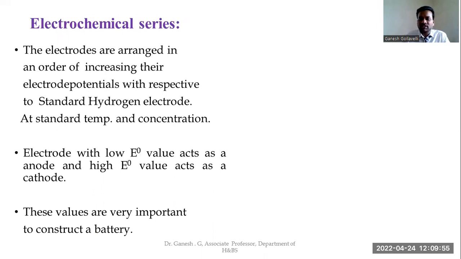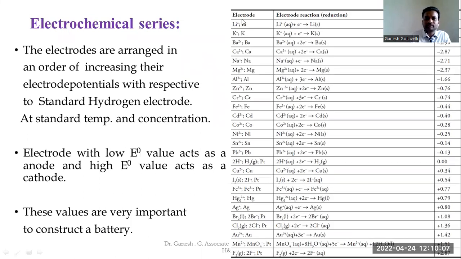So you can construct a cell not just with zinc or copper electrodes. You can choose any electrode based on their electrode potential values. We can arrange many metals according to their electrode potentials from high voltage to low voltage. Okay, so the order of arrangement of electrodes according to their electrode potential from low to high with respect to the standard hydrogen electrode is known as the electrochemical series.